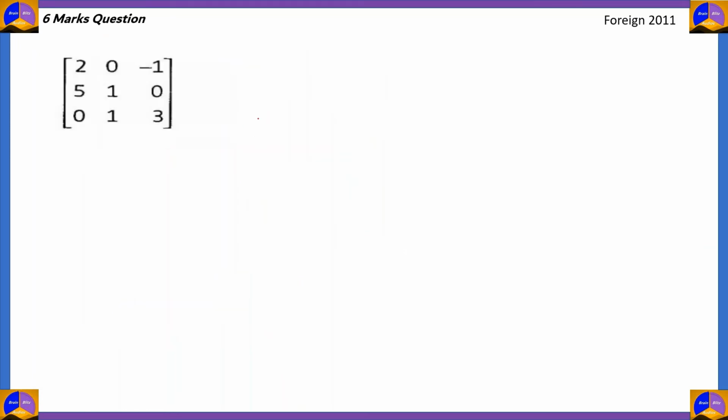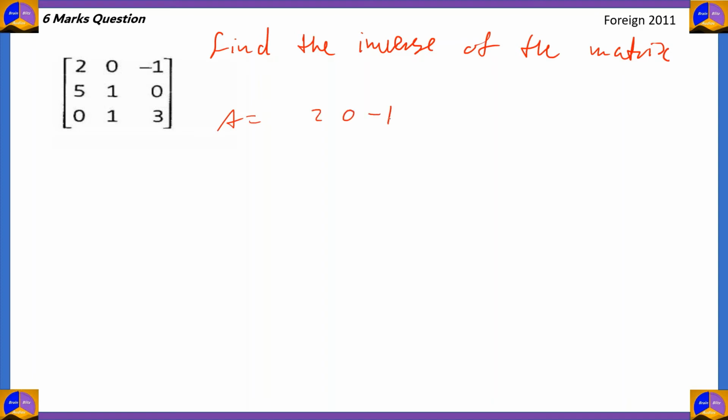Now let's look at the next question. We're given a matrix 2, 0, minus 1, 5, 1, 0, 0, 1, 3. We have to find the inverse of the matrix. So let's take A as 2, 0, minus 1, 5, 1, 0, 0, 1, 3.